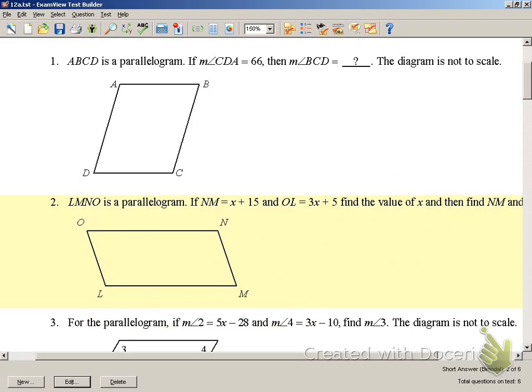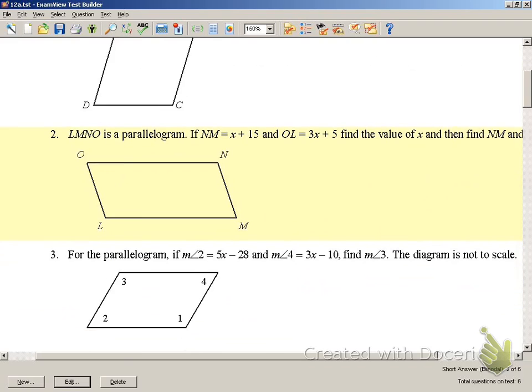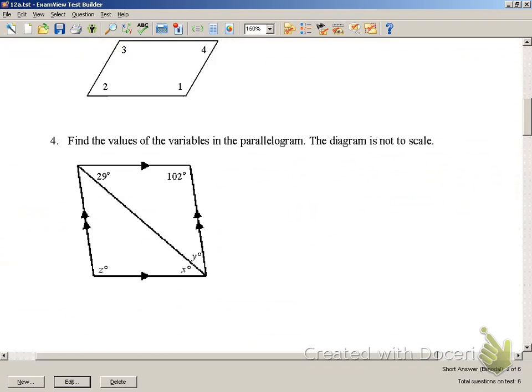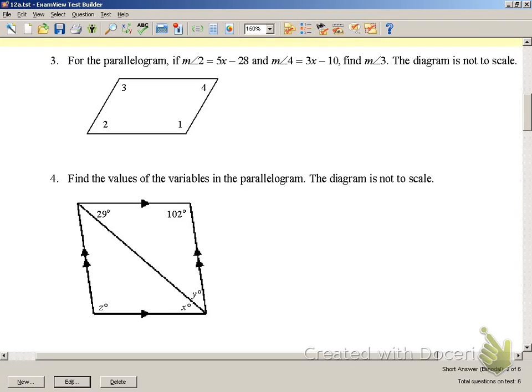Let's look at number 3. Number 3 says, for the parallelogram, if the measure of angle 2 equals 5x minus 28, so this angle here, 5x minus 28, and the measure of angle 4 equals 3x minus 10, find the measure of angle 3.